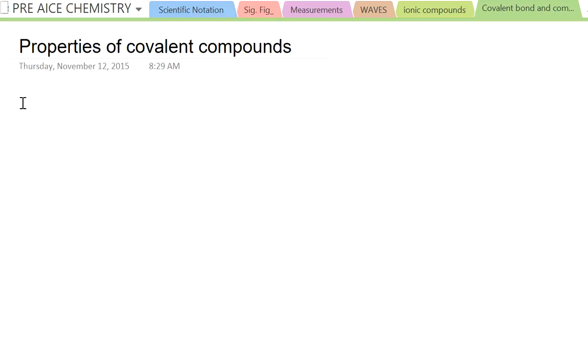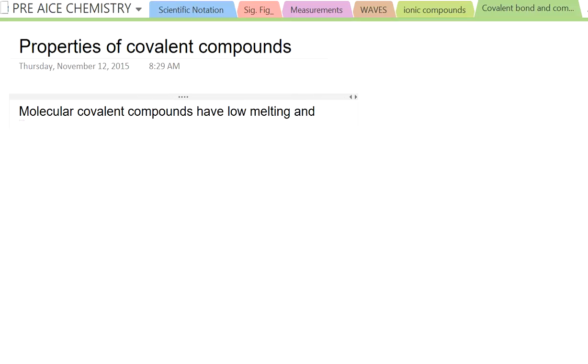Okay, we are going to talk about the properties of the covalent compounds then. The first one is that the molecular covalent compounds have low melting and boiling points. Actually, some of them are liquids at room temperature, some of them are gases.